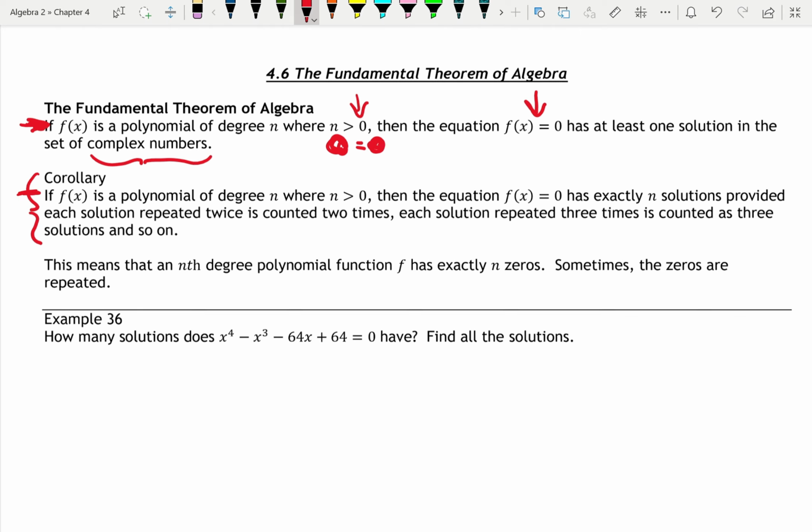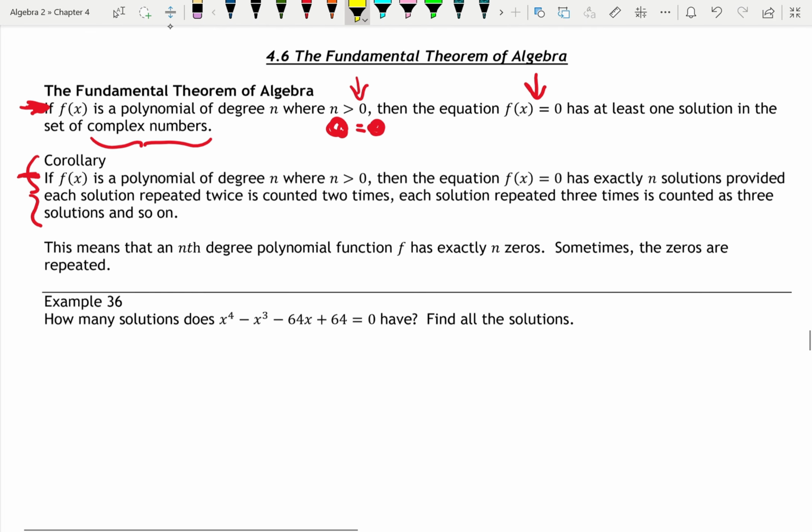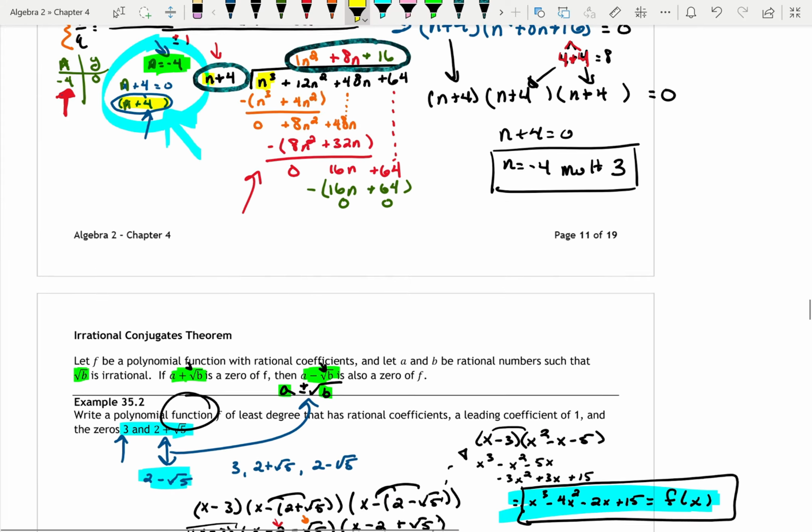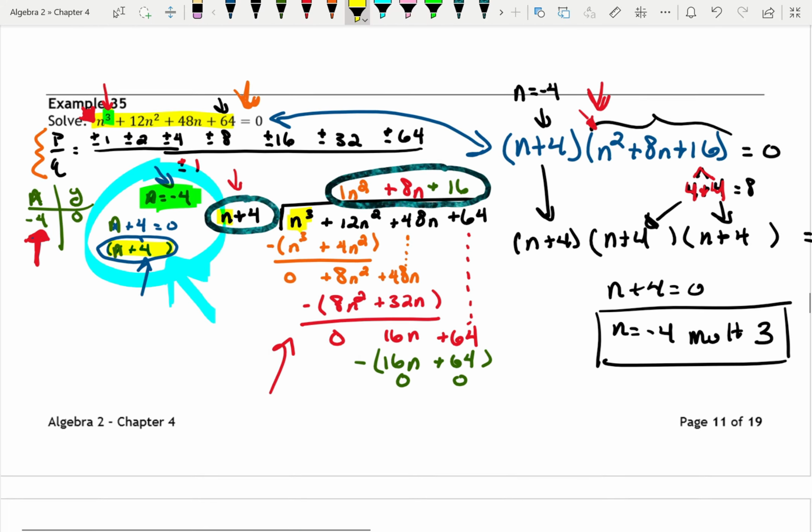Let me start reading right here. If f of x is a polynomial of degree n, where n is greater than 0, then the equation f of x equals 0 has exactly, and this is a big deal, exactly n solutions, provided each solution repeated twice is counted twice, 3 times is counted 3 times, and so on. So, in our last problem, that one that I was talking about earlier, this one right here, number 35.